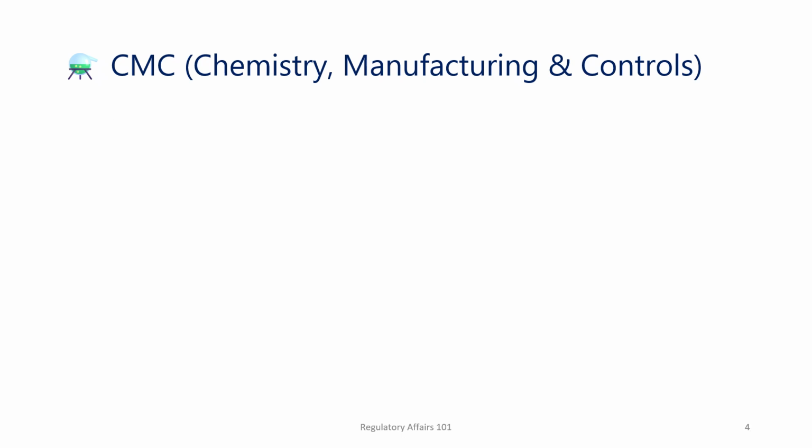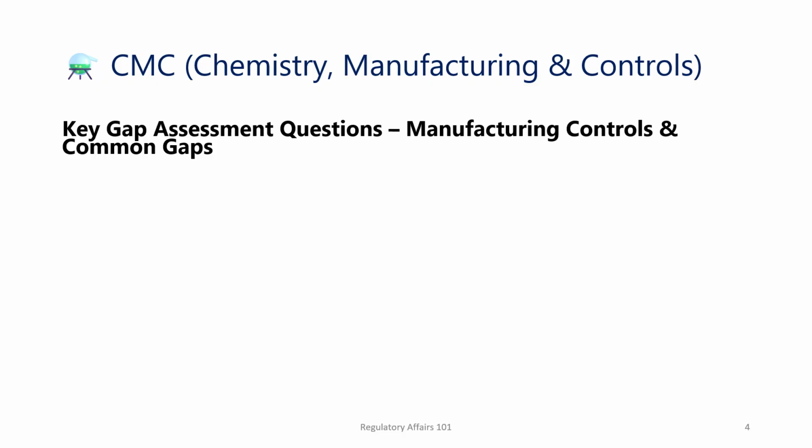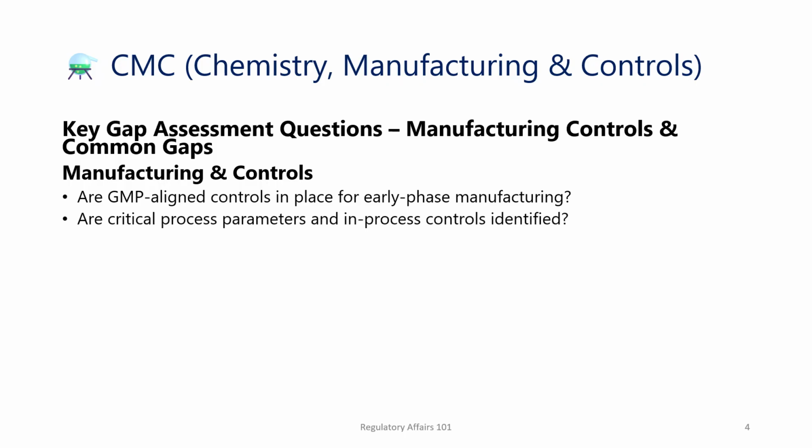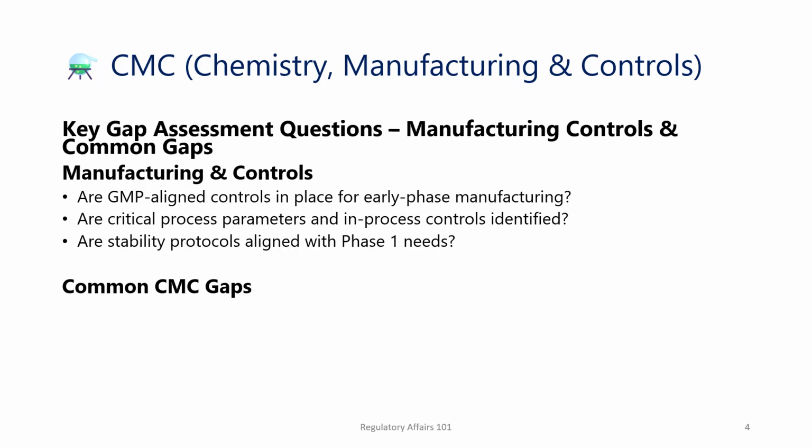Next, review manufacturing controls. Are GMP-aligned controls in place for early phase manufacturing? Have you identified critical process parameters and in-process controls? And are your stability protocols appropriate for phase 1?